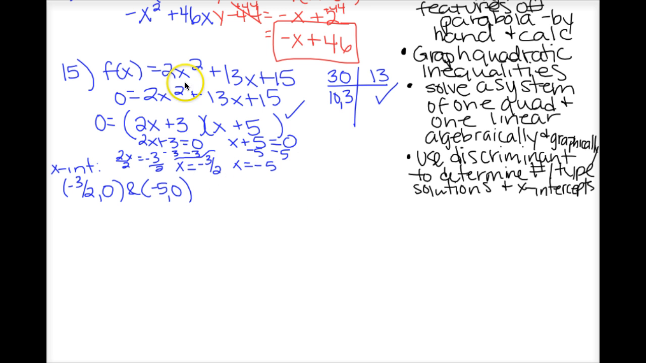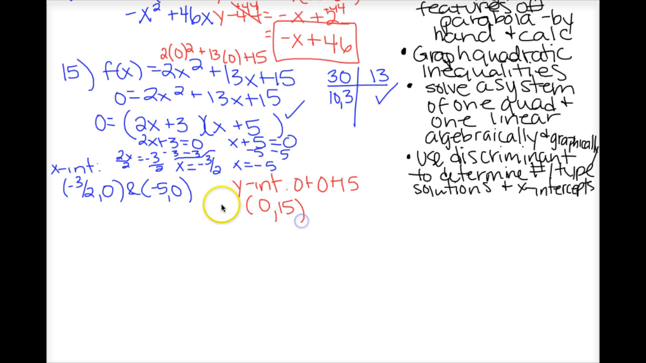So I go back up here and I plug in 0 where x was. So 2 times 0 squared plus 13 times 0 plus 15. So for the y-intercept, the first one, this is 0 times 2, which is 0, plus 13 times 0, which is 0, plus 15. So my y-intercept is going to be the point 0, 15, because again, it's an ordered pair, so make sure you list it as such. So those are your answers for 15 and how we got them.